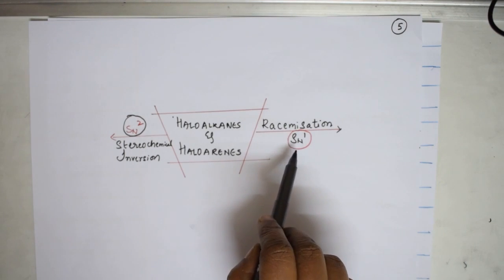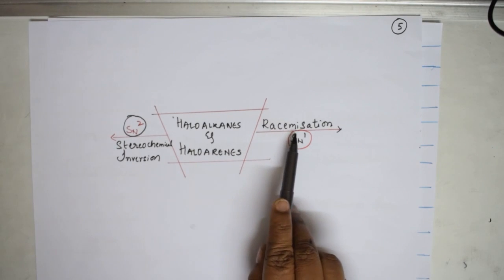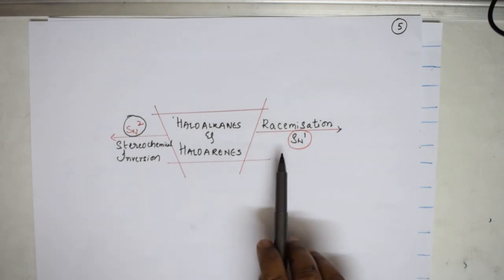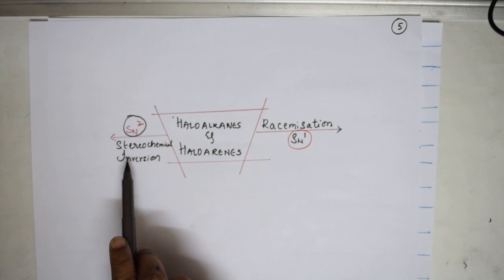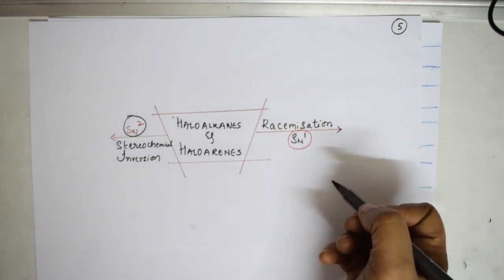That is, the SN1 mechanism follows racemization. Here you're going to get a mixture of both the enantiomeric forms, right? And when it comes to the SN2 mechanism, it is nothing but stereochemical inversion. Let's see both. So when I have to speak about racemization, simple.